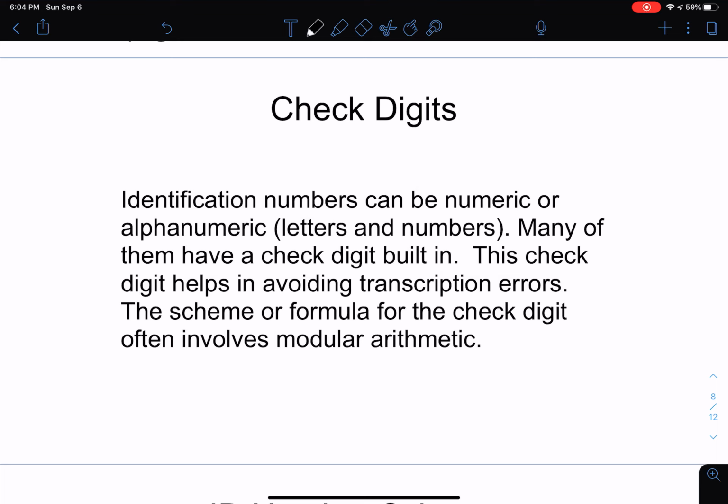So many of them have this check digit built in, which helps avoid transcription errors. So if somebody's copying down a number, this helps to catch an error before it gets too far. Or if a computer is scanning a code, like a QR code or UPC code, the built-in check digit helps to make sure the computer scanned it properly. If it doesn't get a good scan, then there's usually some kind of alert telling you to scan it again. So that check digit helps with that. But the scheme or formula for the check digit that the computer's running through as it's scanning your item often involves modular arithmetic.